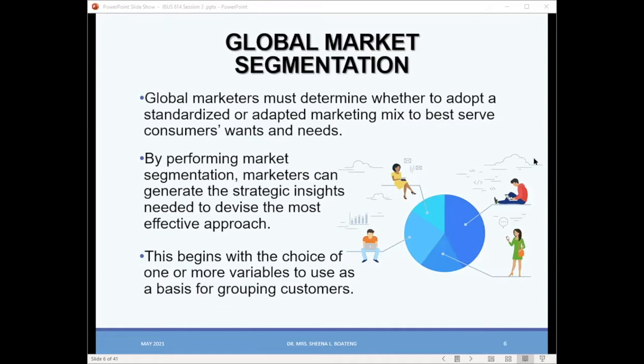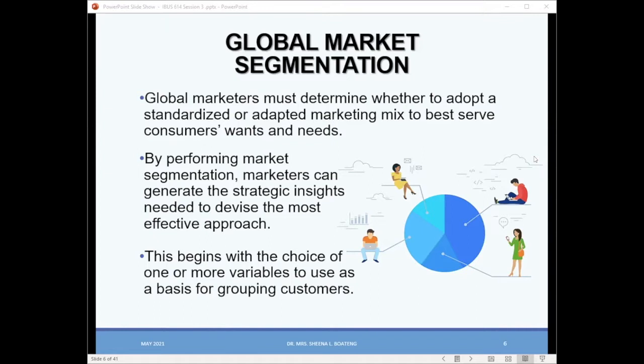And the more heterogeneous the market is, being the more differences they can exhibit, or the more differences that the firm identifies across these market groups, determines the level of adaptation that the global marketer will bring to the marketing mix. So segmentation is very important in as much as it determines the core or the foundation of the global marketing mix strategy that is designed by the global marketer to be able to target them.